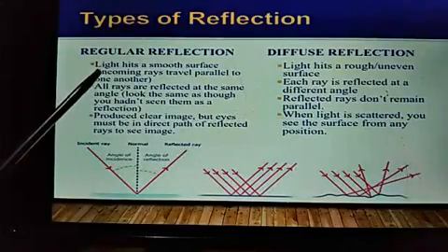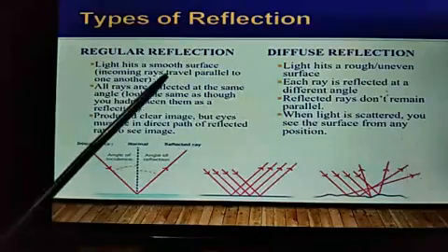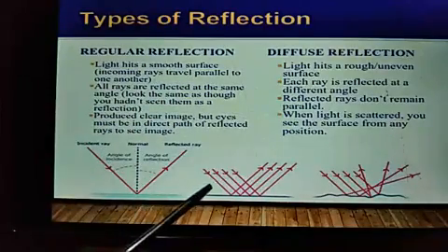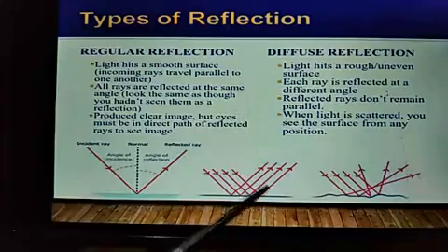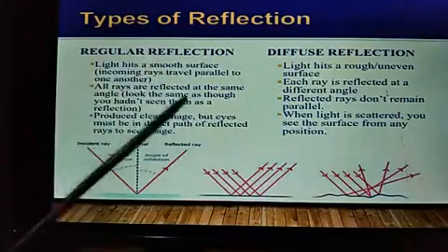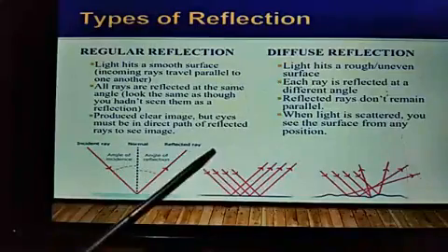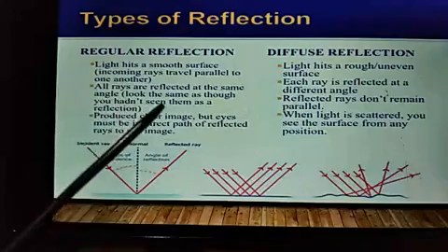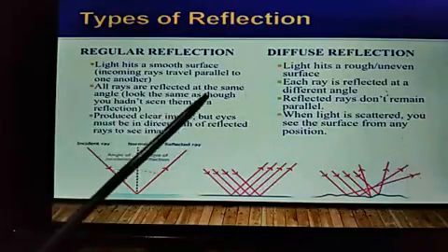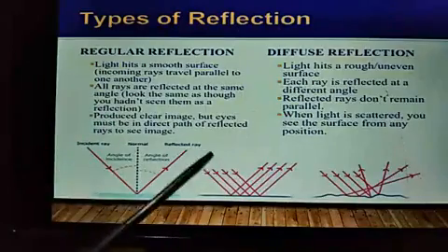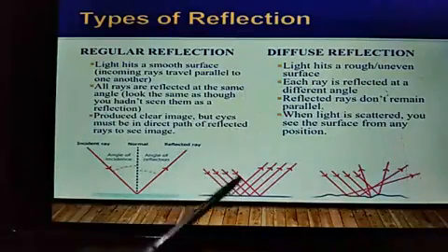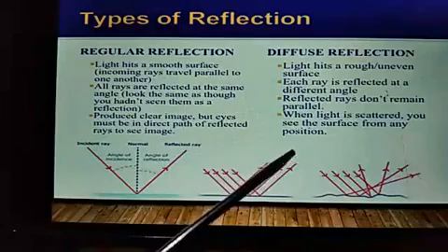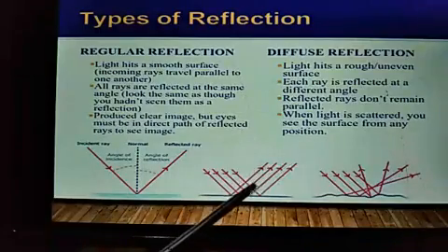So, regular reflection. Light hits a smooth surface. Here we can see a smooth surface. In regular reflection, the incident ray of light hits the smooth surface. All rays of light are reflected at the same angle. So you can say these parallel rays of light are coming here and all of them are reflected at the same angle.